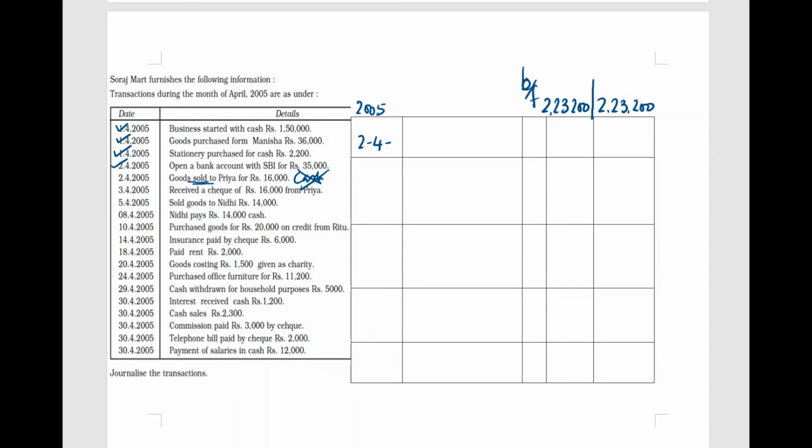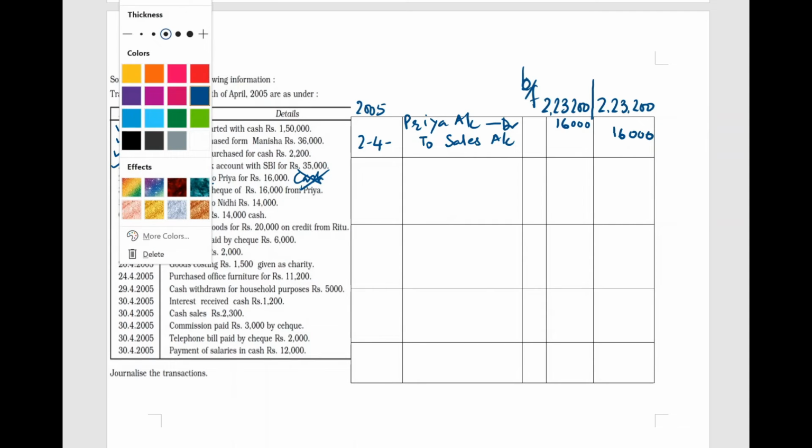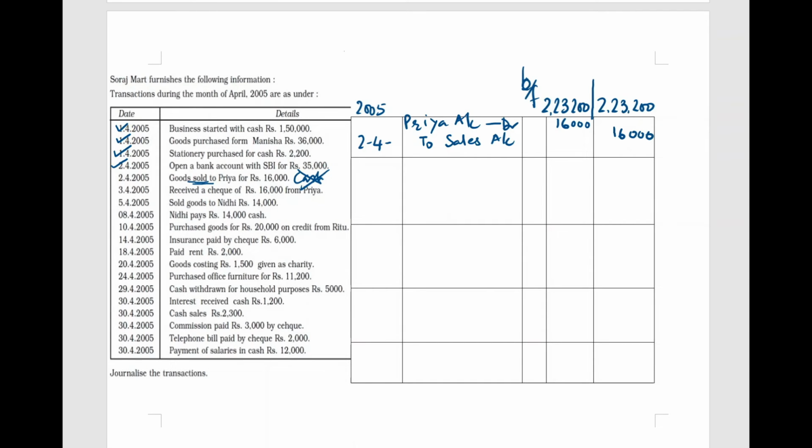And to whom I'm selling? To Priya. So I will say Priya account debit to sales account. The amount is 16,000 and 16,000, right? Now I write the narration: sale to Priya, or you can just say goods sold to Priya, right?